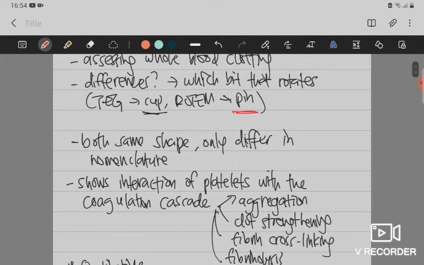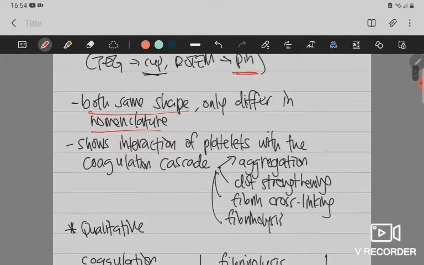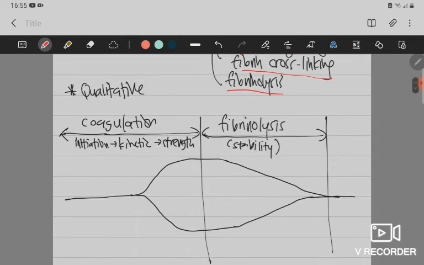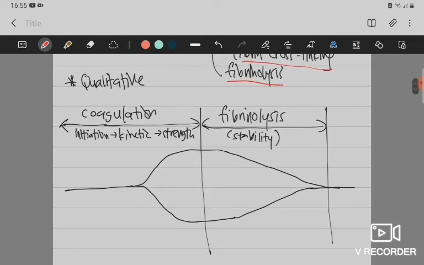So basically you will get the same shape, only differing in the nomenclature that I'll talk about later. What it shows is the interaction of platelets with the coagulation cascade. It will show you the qualitative parts of the coagulation: from aggregation, clot strengthening, fibrin cross linking, and at the end is fibrinolysis. So just some rough idea.